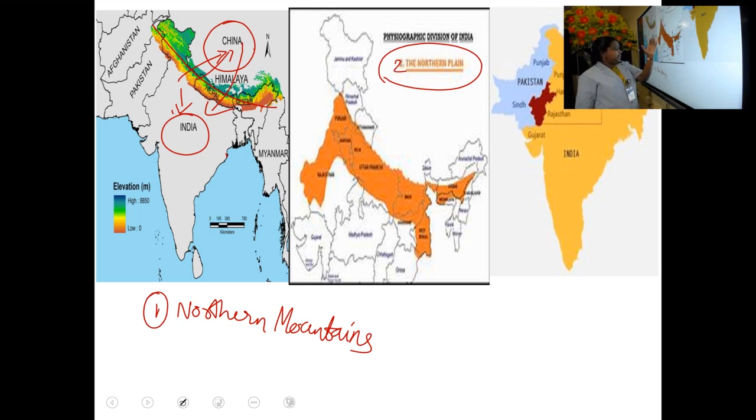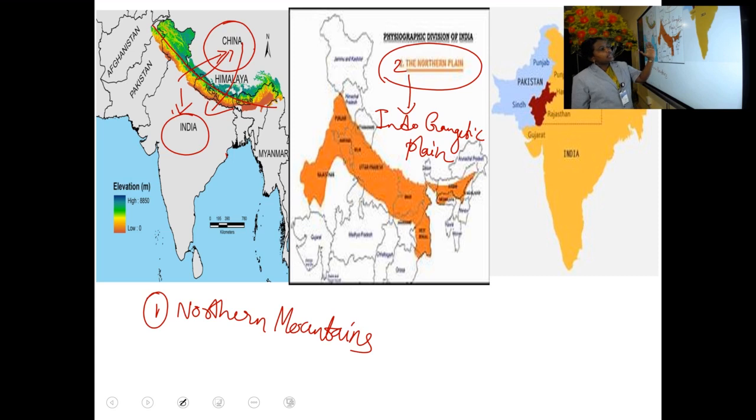So, the northern plains are also called the Indo-Gangetic plain. Indo-Gangetic plain. Do you know what are called plains? Plains are flat, fertile lands. Flat, fertile lands.